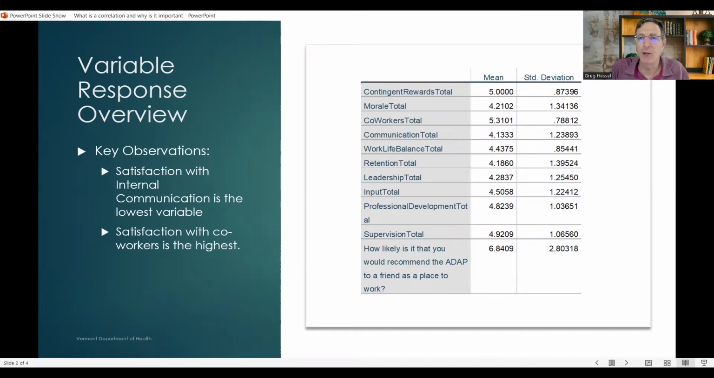In this survey, we can see that the lowest score is for internal communication. It's 4.13, and this is on a scale of 1 to 6. So that's above the midpoint. And the highest score is coworkers. And so we learn a little bit from that. But knowing what's high and what's low really tells us nothing about what's most important. And correlations are a way to figure out what's most important when you're doing survey analysis.